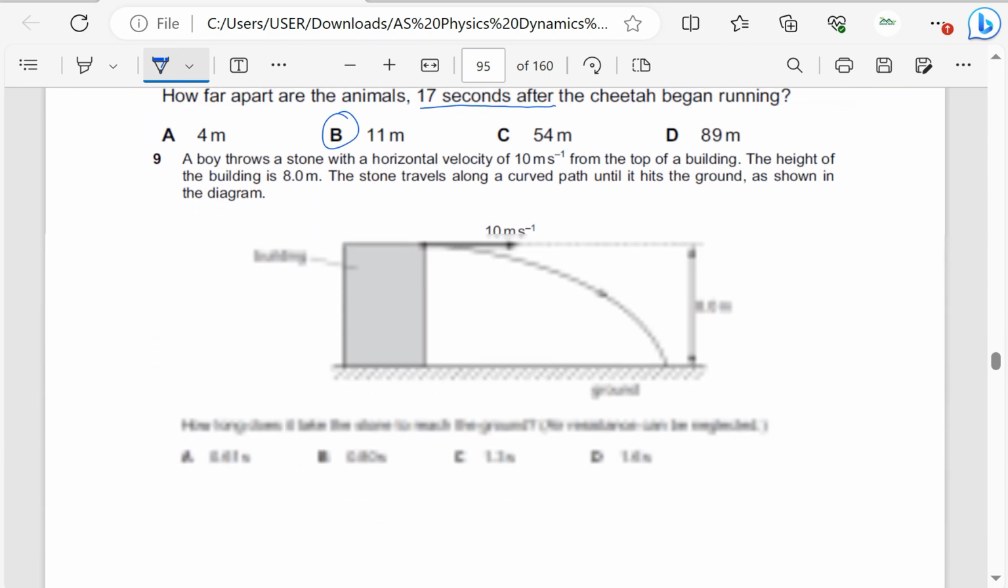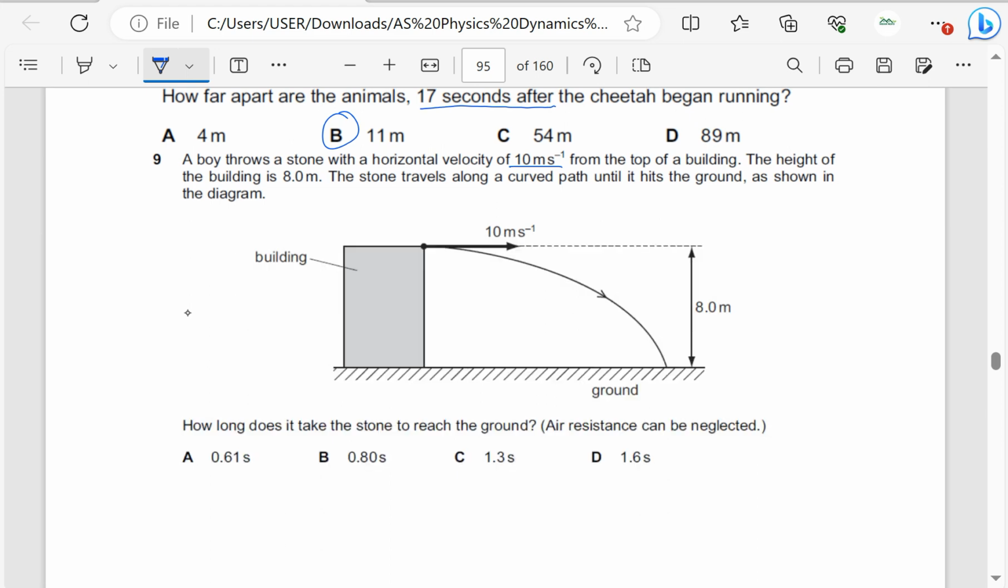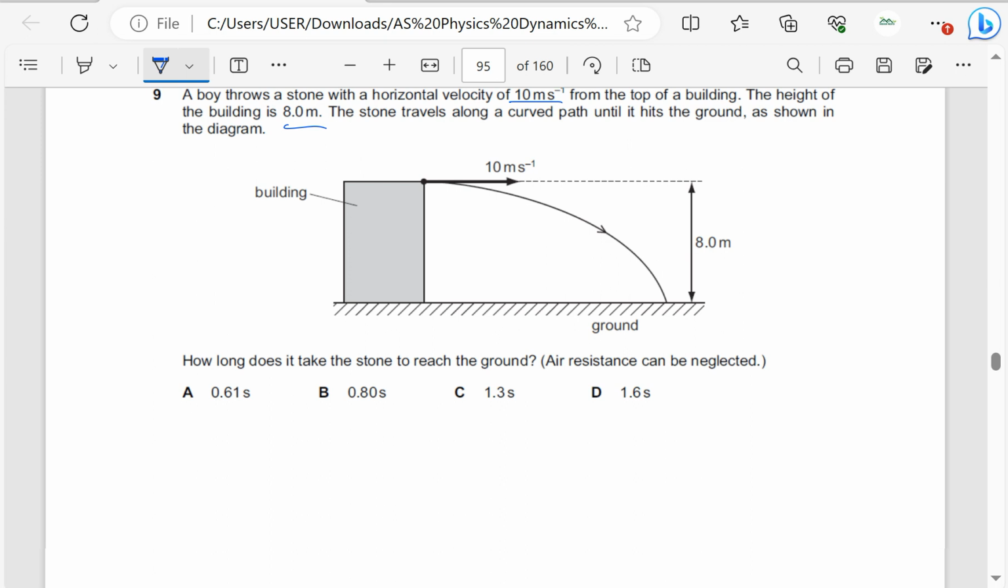A boy throws a stone with a horizontal velocity of 10 meters per second from the top of a building. The height of the building is 80 meters. The stone travels along a curved path until it hits the ground as shown. How long does it take the stone to reach the ground?